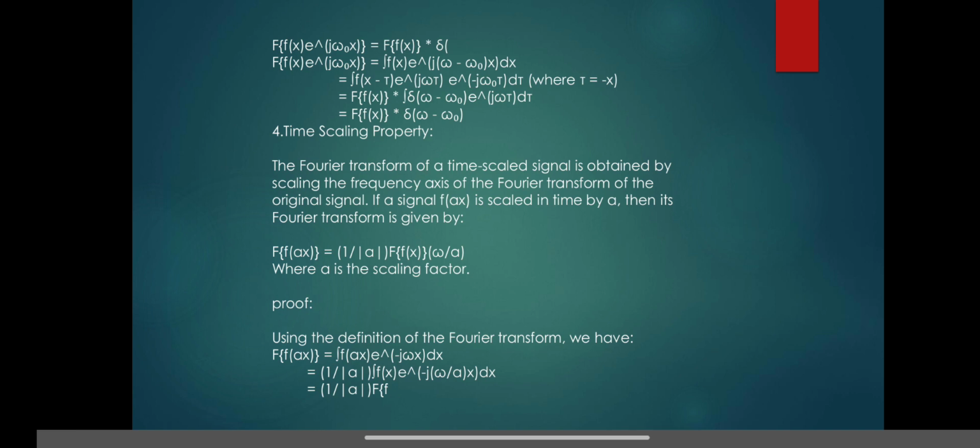Using the definition of the Fourier transform, we have the Fourier transform of f(ax) equals the integral of f(ax) e power minus j omega x dx, which equals 1 by magnitude of a times the integral of f(x) e power minus j (omega by a) x dx, which equals 1 by magnitude of a times the Fourier transform of f(x) at omega by a.